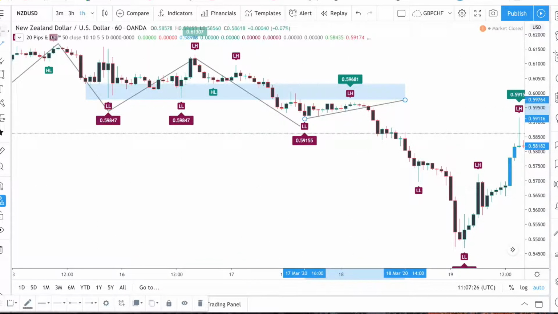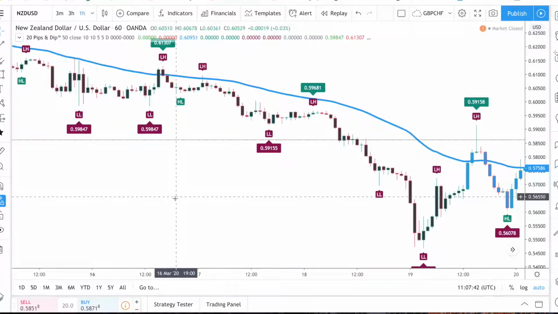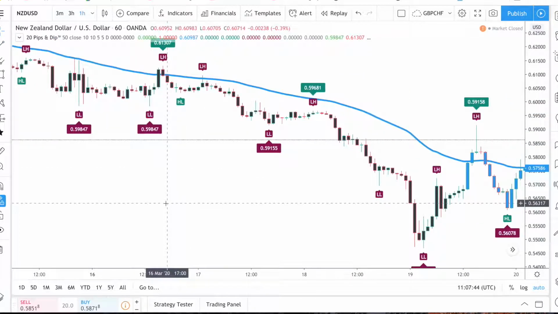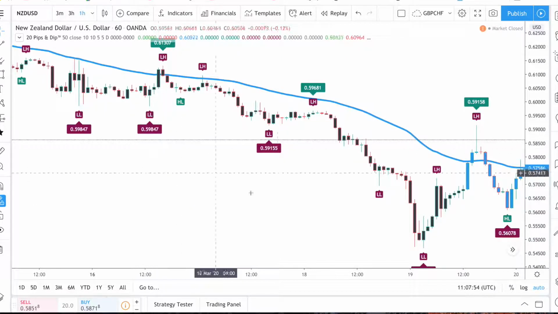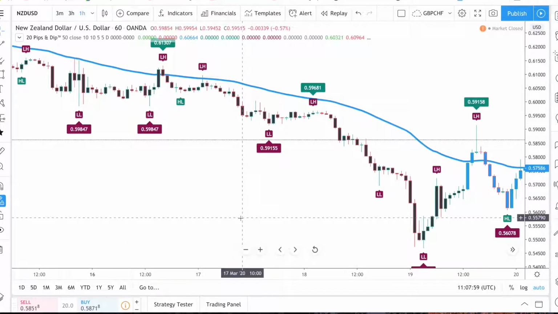So with the next addition to the pip and dip indicator, I want you guys to realize that we're going to be using that 50 moving average. Now Coach Max discusses it various times because it helps us identify our market condition when it comes to if we're looking for buys or sells, and at the same time those possible pullbacks where the market may be looking to retest.